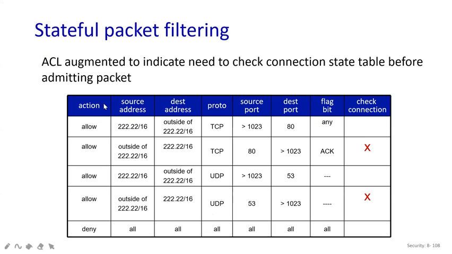For this stateful packet filtering, there is also one more forwarding table, where the same actions are given, along with the source address, destination IP address and protocol type. Similarly, the port numbers of both source and destination and the flag bits are given. Only one thing extra is given in stateful packet filtering, that is the connectivity check. If there is no connectivity, you can put a cross mark. If you have connectivity, you can put a tick mark.